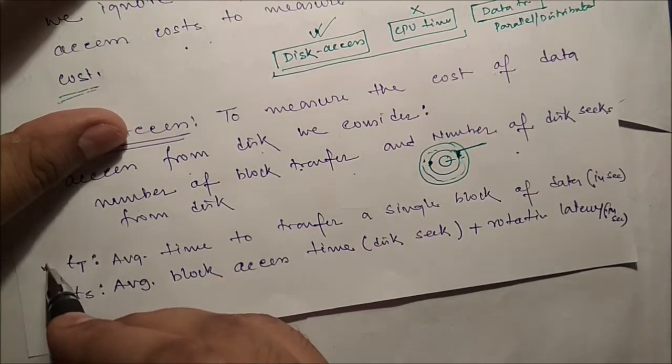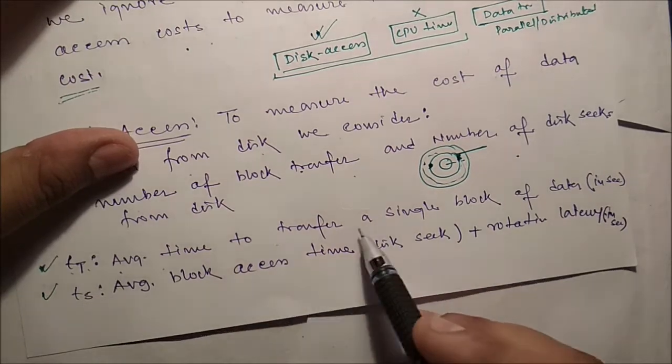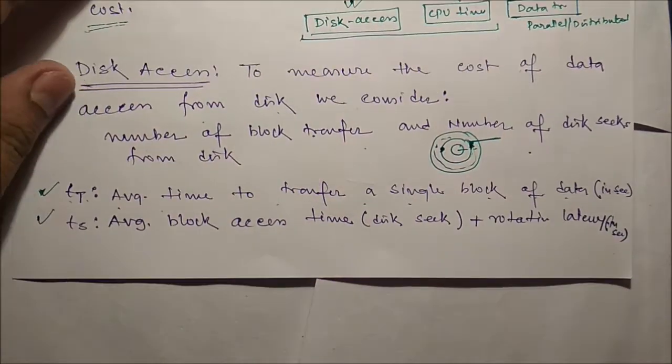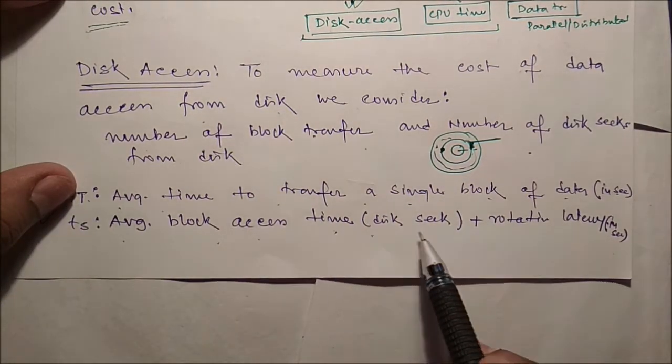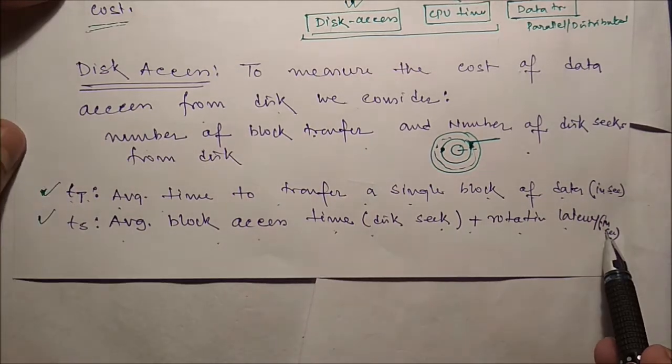So there are two times, TT and TS. TT is the average time to transfer a single block of data, in seconds. And TS is the average block access time, that is disk seek plus rotation latency, which is also in seconds.